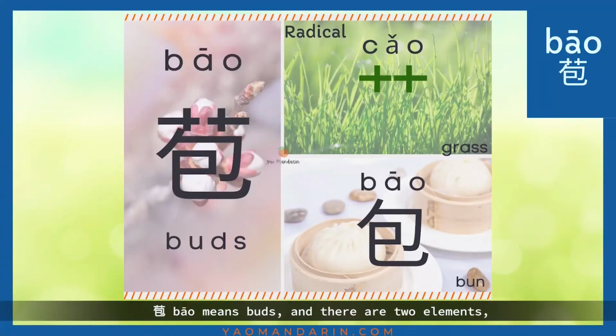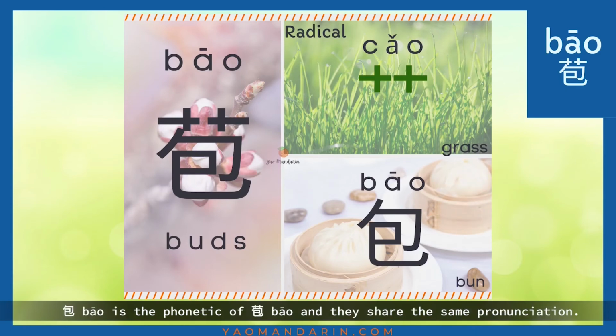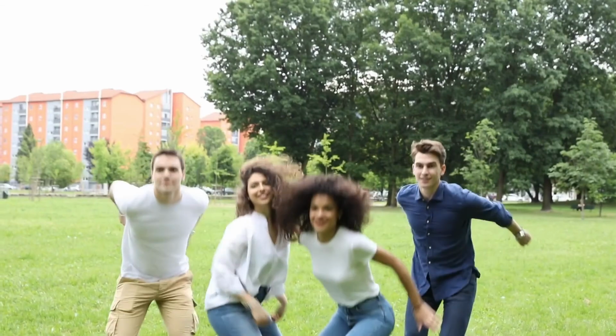苞 bao means buds, and there are 2 elements. The upper part, 草 grass, and the lower part, 包. 包 is the phonetic of 苞, and they share the same pronunciation.